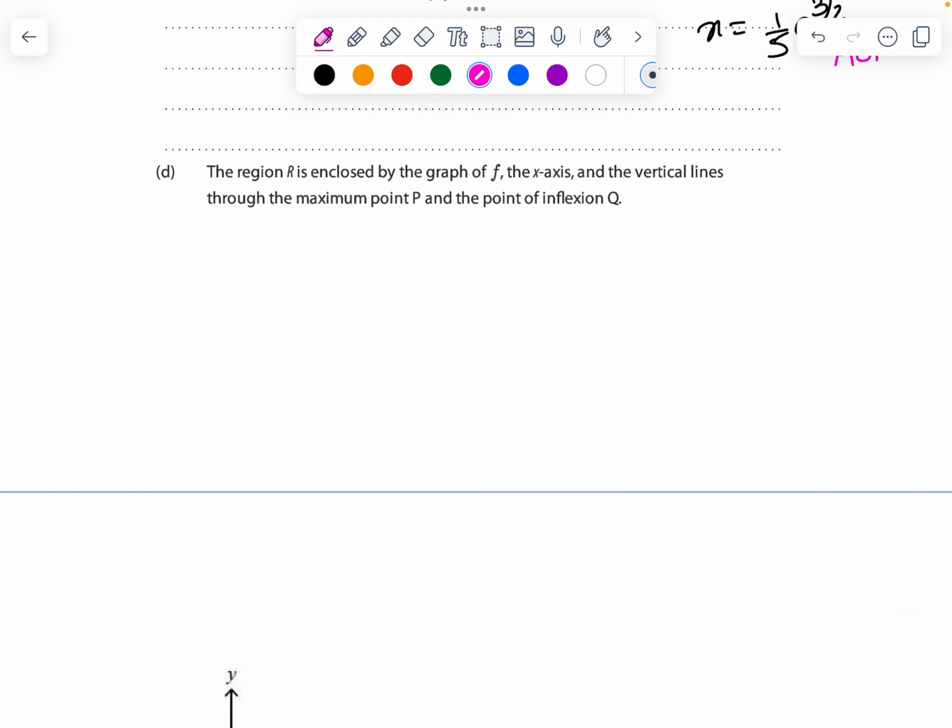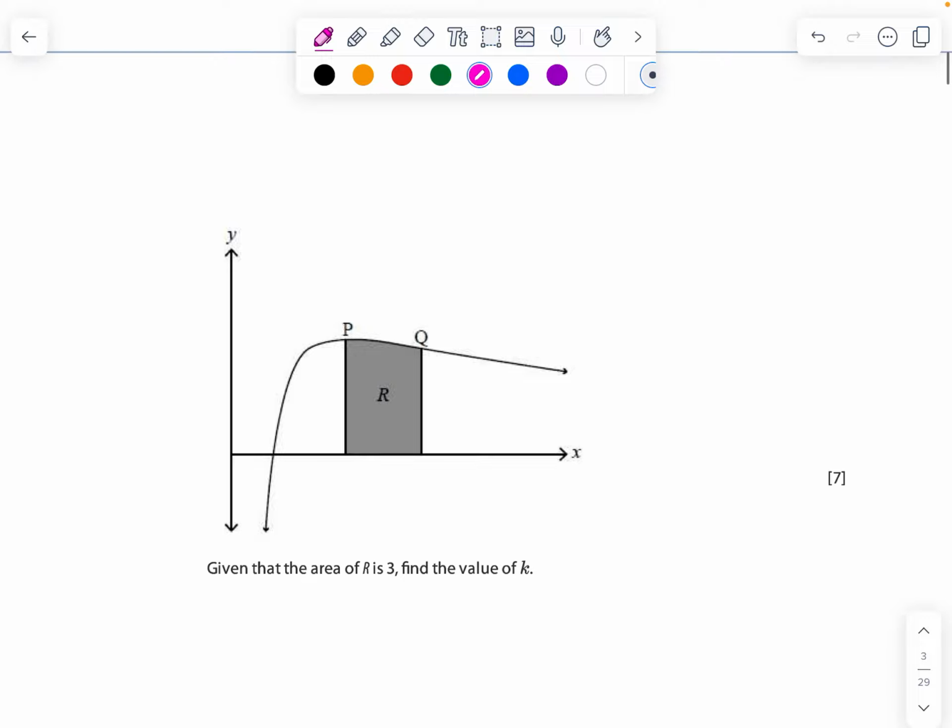The region enclosed, the region enclosed area is R, and which is equal to 3. Find the value of K.